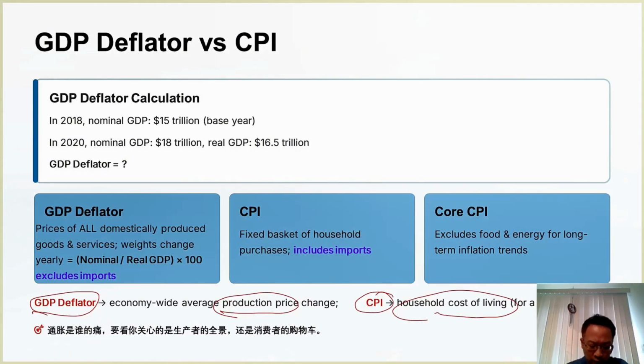All right, so to sum up, when we talk about inflation, whose inflation are we really talking about? It mainly depends on whether you're discussing the overall picture from the producer side or all the products and services in the consumer shopping cart.